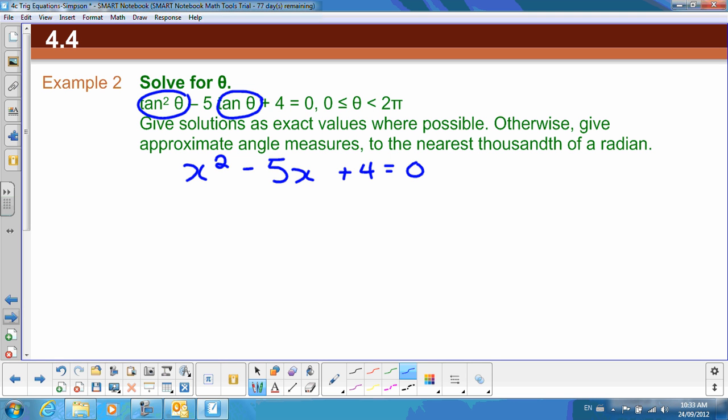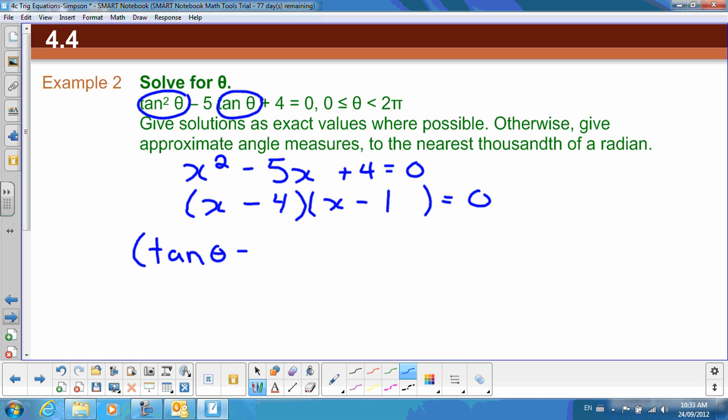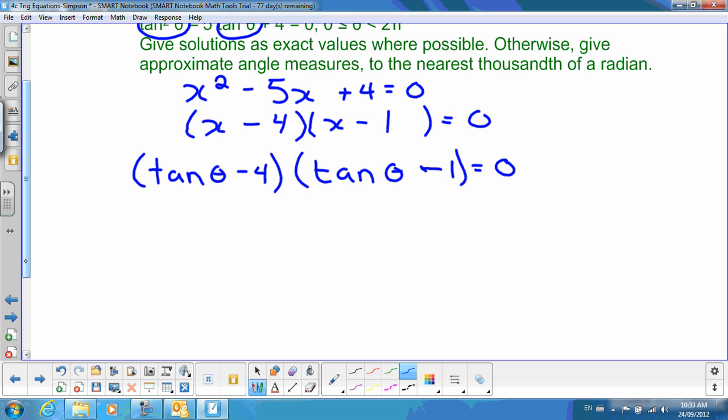If we were to factor x squared minus 5x plus 4, we would find our two factors to be x minus 4 and x minus 1. In this case, we don't have x, we actually have tan theta, and so we have tan theta minus 4 and tan theta minus 1 equals 0. Gives me two possible solutions, one where each factor is equal to 0. So the first one then becomes tan theta equals positive 4, or tan theta equals positive 1.